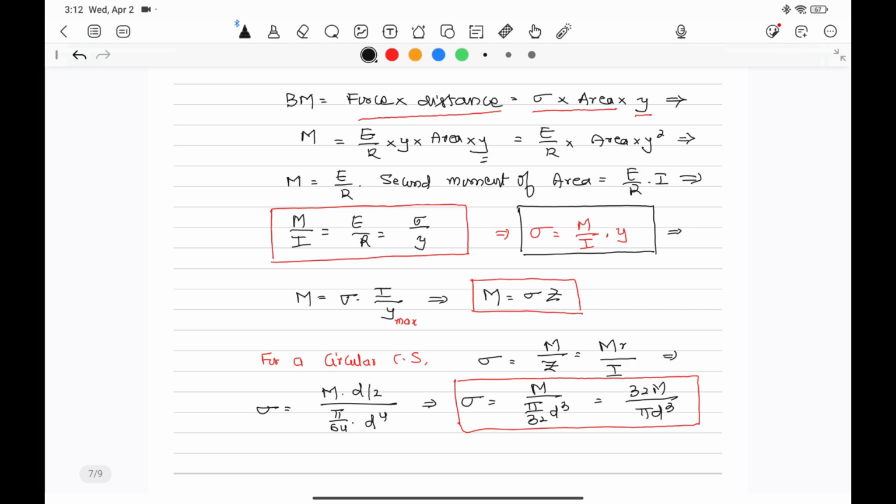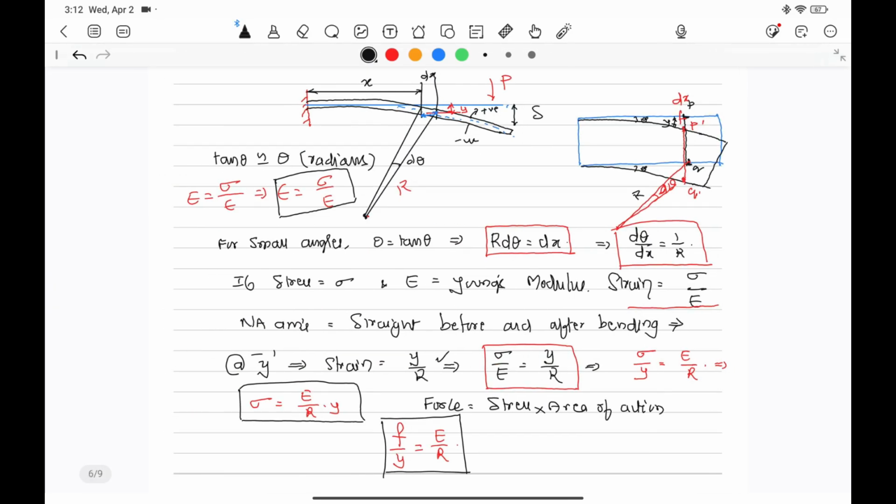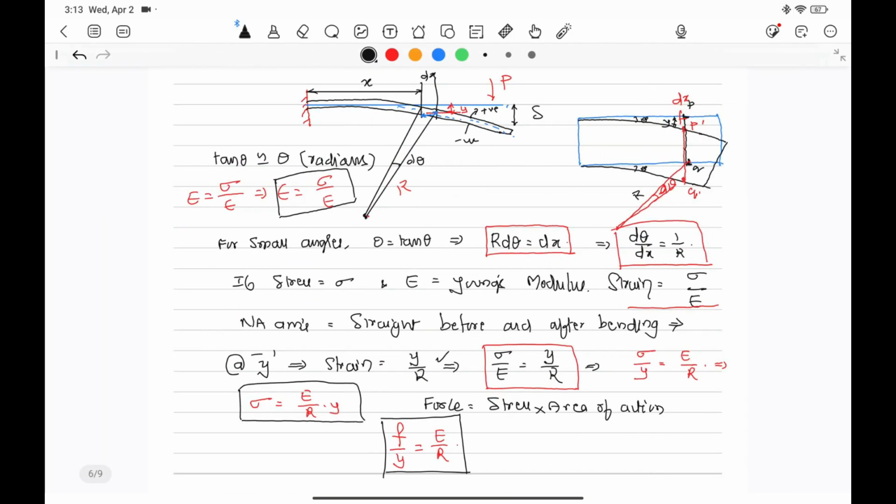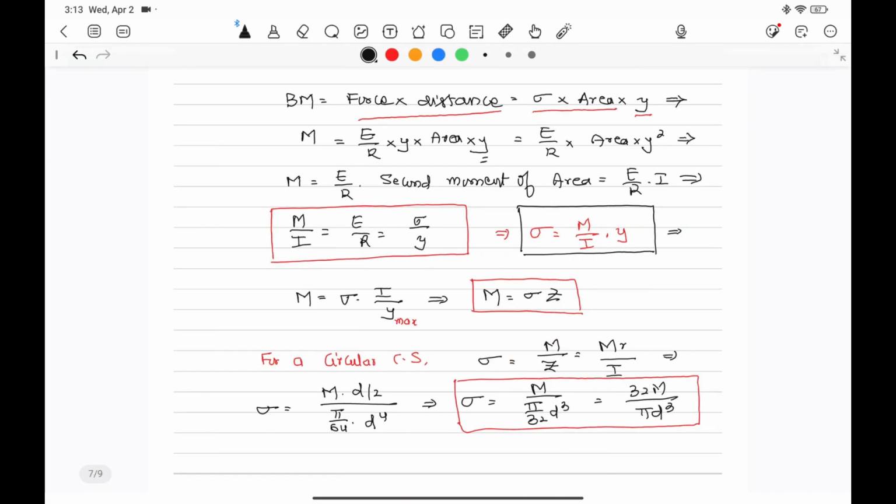Bending moment is equal to force into distance. Force is nothing but, we have just now found out, force is equal to sigma into A. Sigma is nothing but E by R into y, since sigma by y is equal to E by R. You just see this. Sigma is equal to E by R into y, into area, into y. That is distance. Area into y square. What is area into y square? This is the second moment of inertia of a cross section.